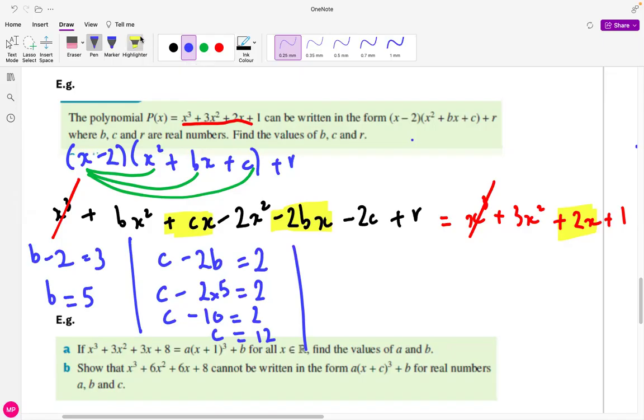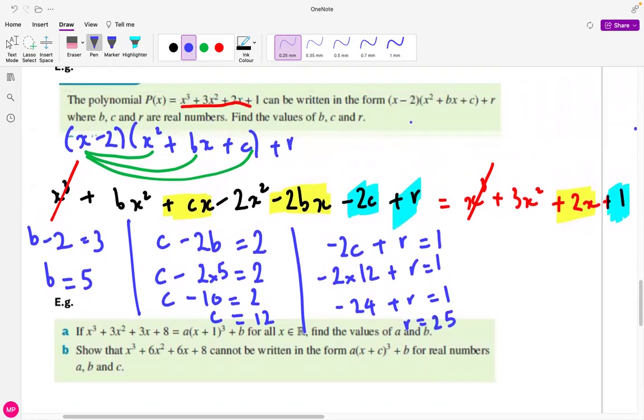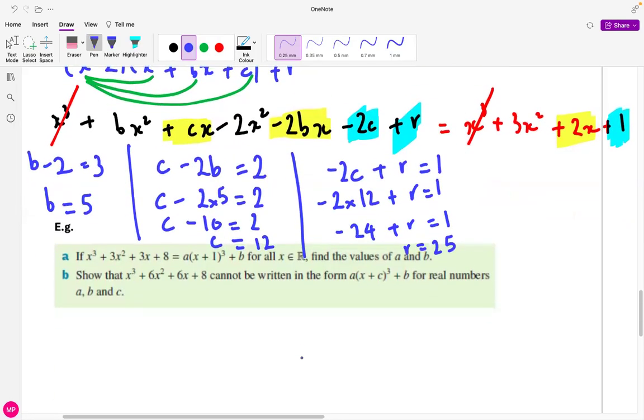Now keep going. Now I'm doing the last term, which is the constant, which is 1. You can see the constant terms don't have the letter x in them, which are negative 2c and positive r. So I would have negative 2c plus r gives me 1. And I know c equals 12, so negative 2 times 12 plus r equals 1. Negative 24 plus r equals 1, so r is 1 plus 24, which is 25. Okay, so that's how I expand, collect like terms and then equate them.